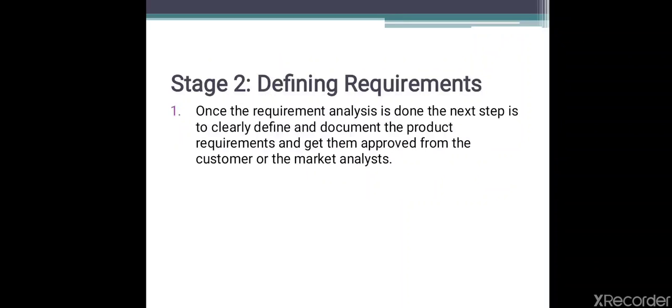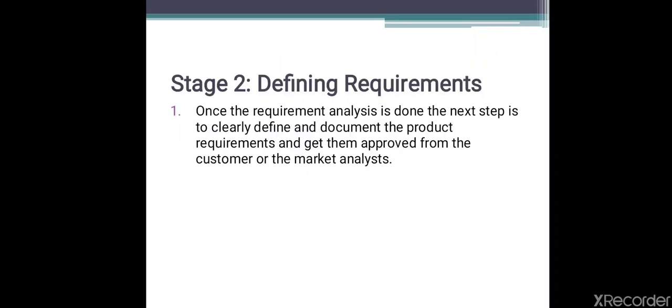So basically, at this stage, we prepare the SRS document which we have discussed earlier. This whole process is done through an SRS document, software requirement specification document, which we discussed in our previous lecture. And that consists of all the product requirements to be designed and developed during the project life cycle.